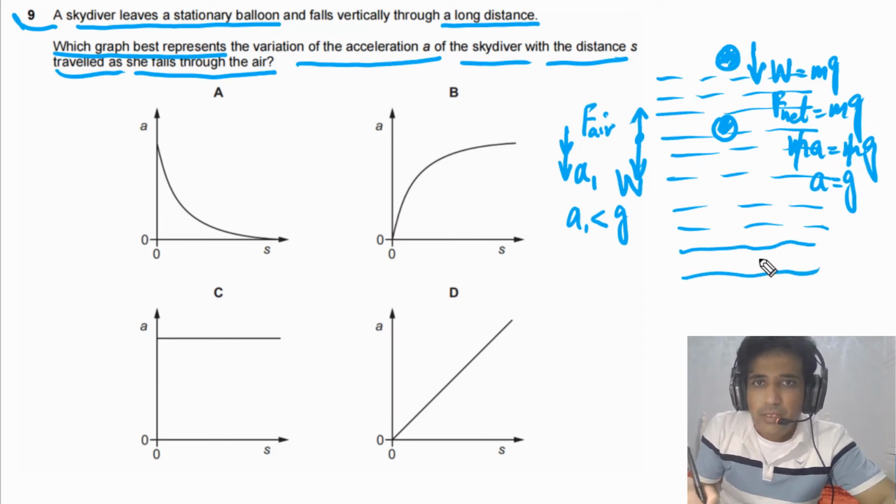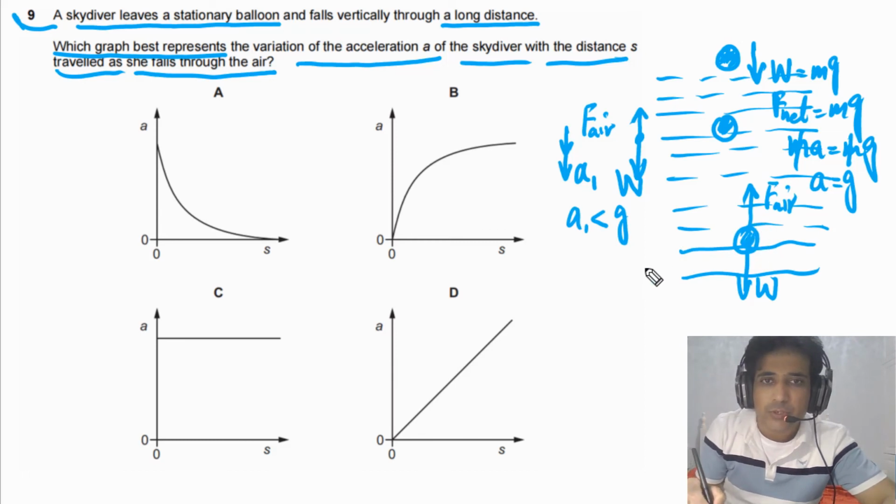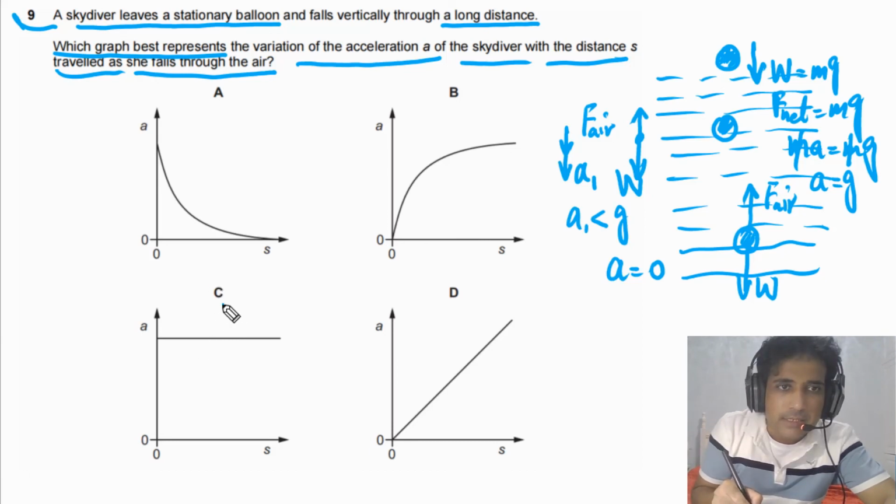Finally, these two forces will be balanced. Imagine that when the skydiver is here, weight is acting down and the force acting upwards is air resistance, and these two forces are balanced. When the forces are balanced, acceleration will be equal to 0. From here simply we can see, as distance is increasing, meaning the skydiver travels more and more distance, acceleration is decreasing with distance.